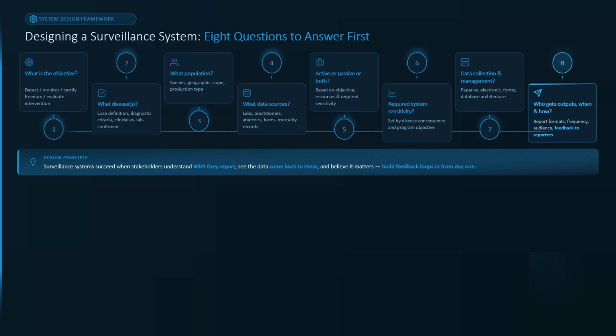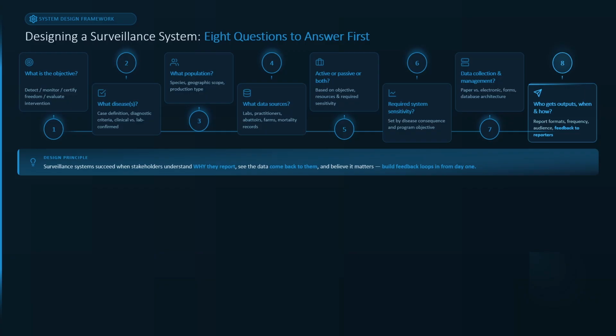Question 5. What data sources? Labs, practitioners, abattoirs, farms, mortality records. Each brings different coverage and different blind spots. Question 6. Data collection and management. Paper versus electronic, the forms, the database architecture, all of which shape data quality and timeliness.